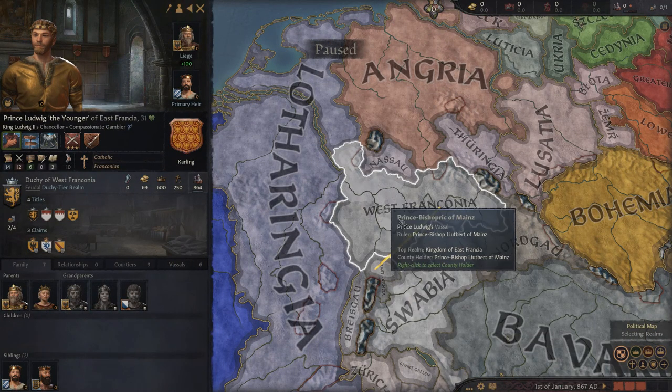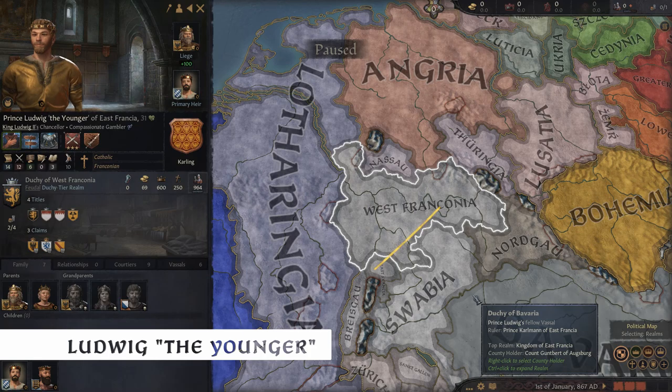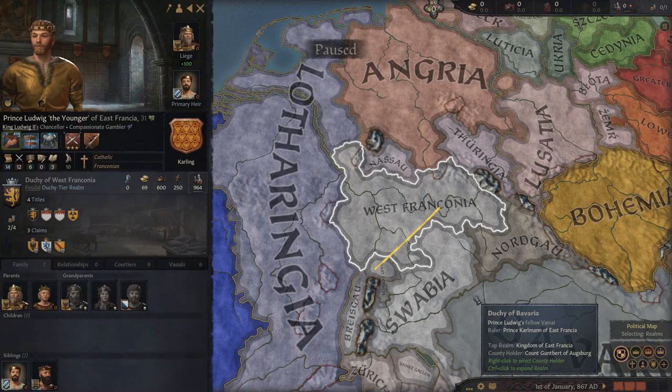Moving just a little bit to the north, west of Bavaria, we find Prince Ludwig the Younger of West Franconia. The second son of Ludwig the German, he was also a military man. He had very close ties with the nobility throughout East Francia, which granted him a level of independence from his father. Joining in the rebellion against his father, Ludwig was granted the lands of Saxony, Thuringia, and Franconia in 865.